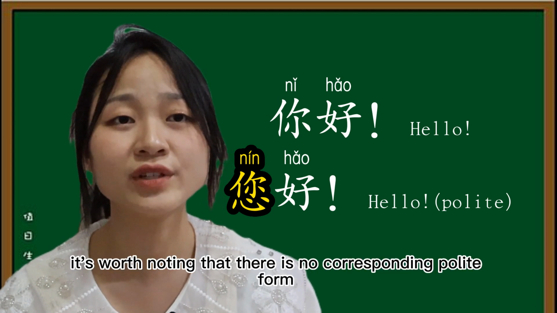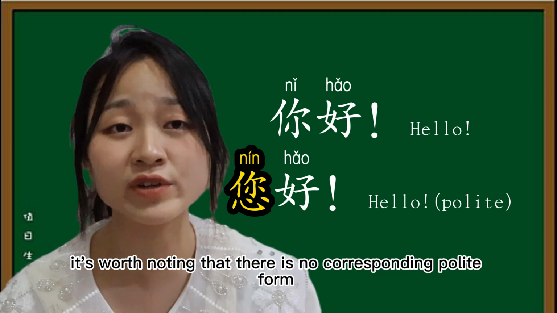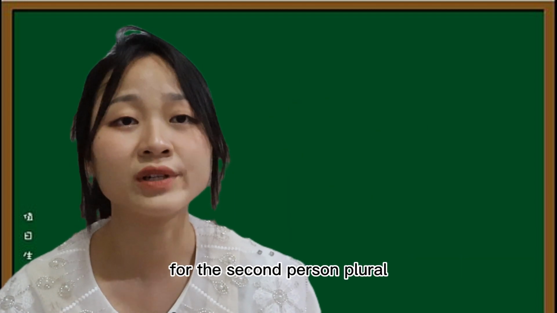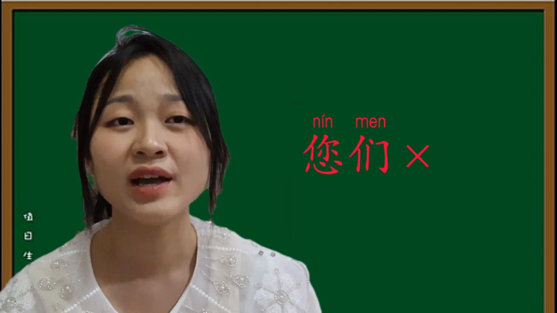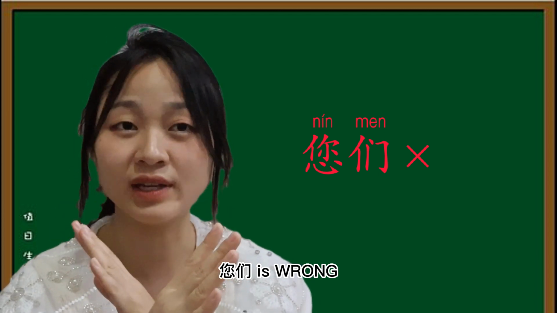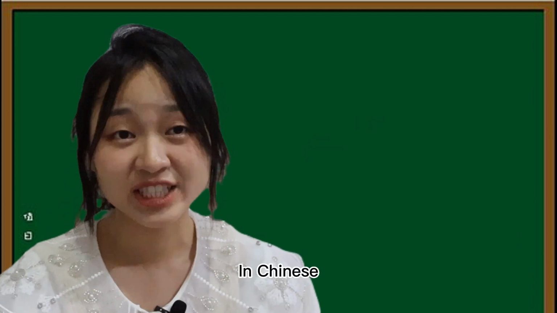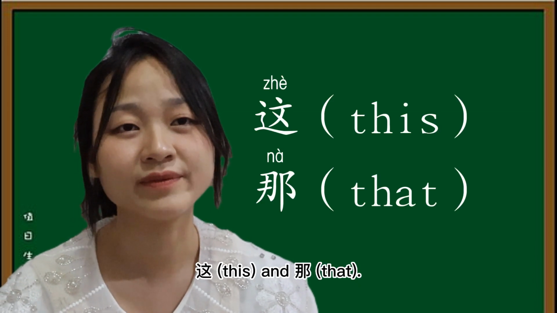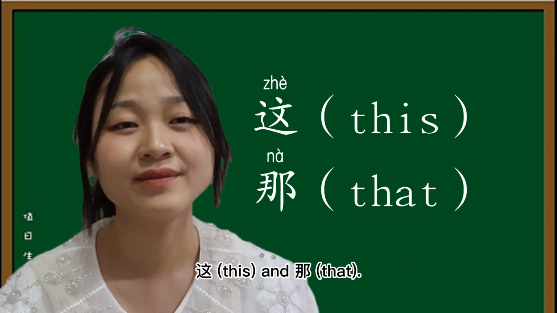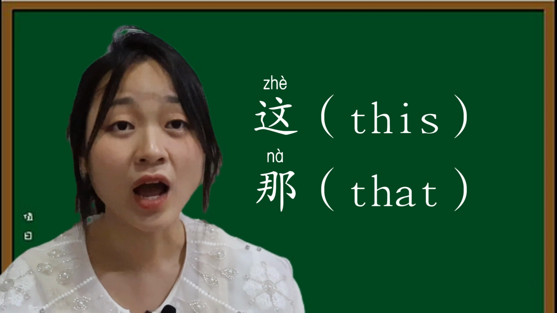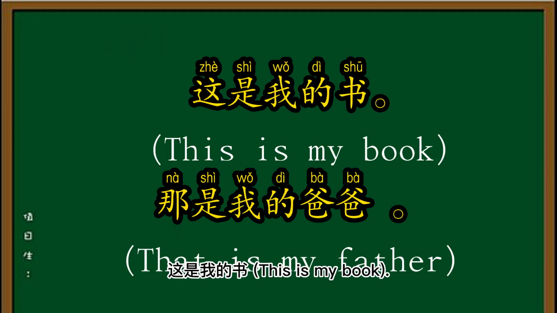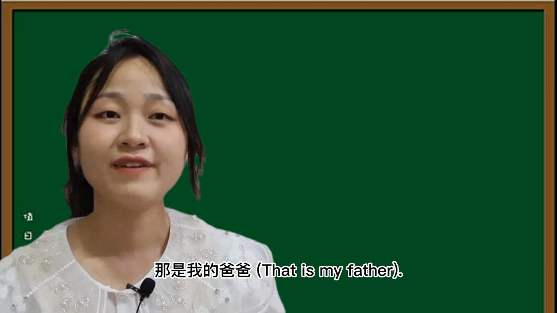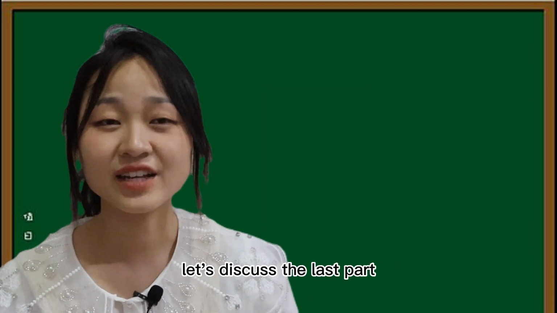For example, 你好. The polite version of it is 您好. It's worth noting that there is no corresponding polite form for the second person plural. 您们 is wrong. In Chinese, there are two demonstrative pronouns, 这 and 那. For example, 这是我的书, 那是我的爸爸.